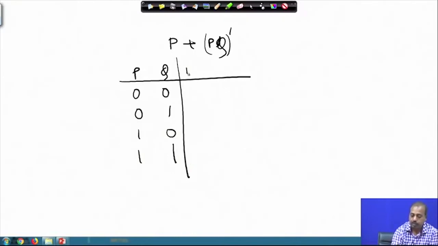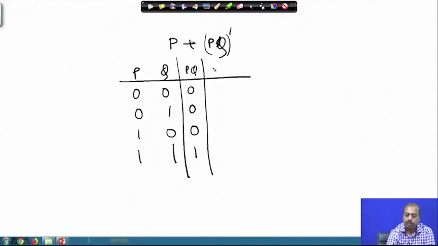After that, we have p q here as a component function. So p q is an AND function. These are all 0; only when both p and q are 1, the output is 1. After that, we have p q bar. So this is 1, this is 1. This is the complement of p q.